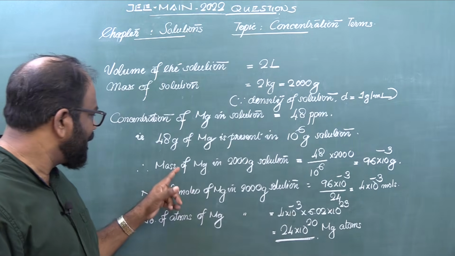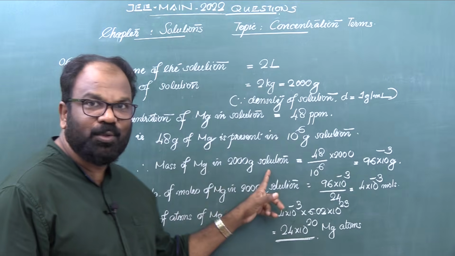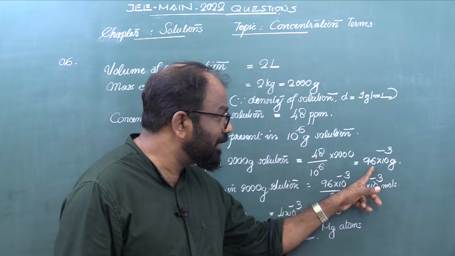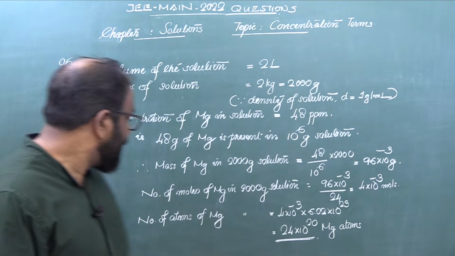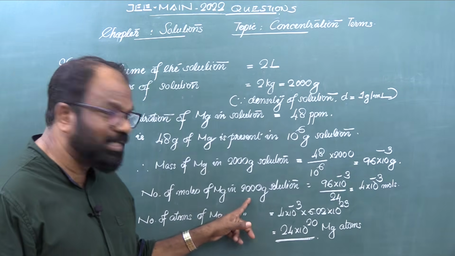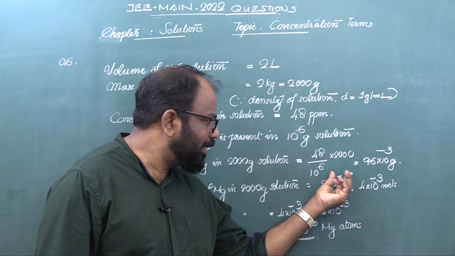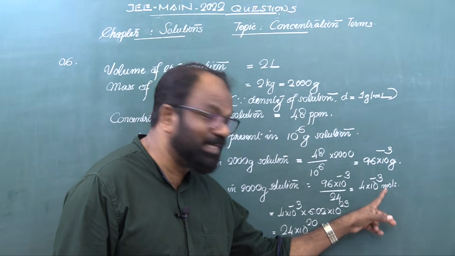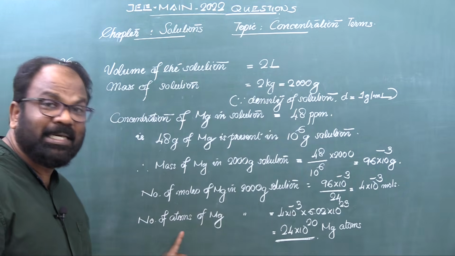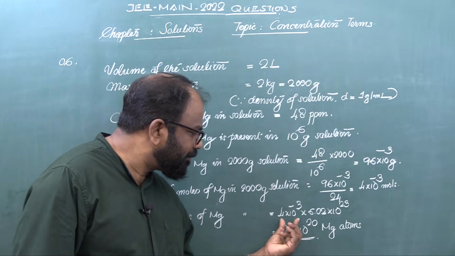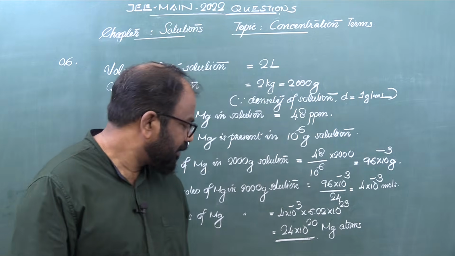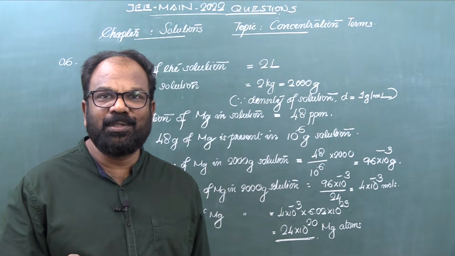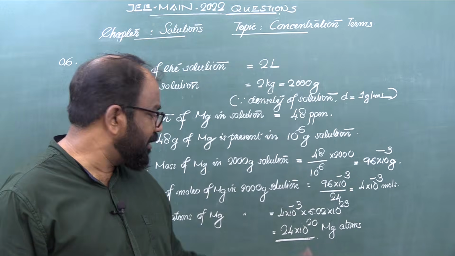Therefore, we can calculate the mass of magnesium present in 2000 gram solution, that is equal to 48 divided by 10 raised to 6 into 2000, that is equal to 96 into 10 raised to minus 3 gram. Now, number of moles of magnesium in 2000 gram solution is equal to mass of magnesium divided by atomic mass of magnesium, that is equal to 4 into 10 raised to minus 3 moles. So, the number of atoms of magnesium is equal to number of moles of magnesium into Avogadro's number, that is equal to 24 into 10 raised to 20 magnesium atoms. So here the answer is 24 into 10 raised to 20 and the integer answer is 24.